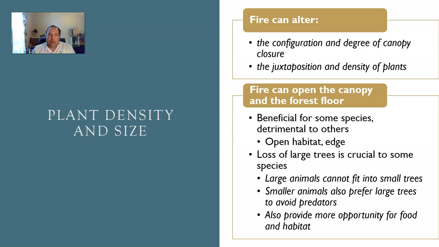The third bigger point in terms of this loss of large trees is that large trees provide more opportunity for food and habitat. We talked about how many animals were using the trees for shelter and for food. When we talked about snags, it was that birds can get there because there are more beetles available. But if we're talking about large trees in general, if you've got a large oak tree, it's dropping acorns that the deer are eating, maybe elk, maybe moose, whatever species you have in your area. If those trees are gone, now that food source is gone and those animals have to go find food somewhere else.